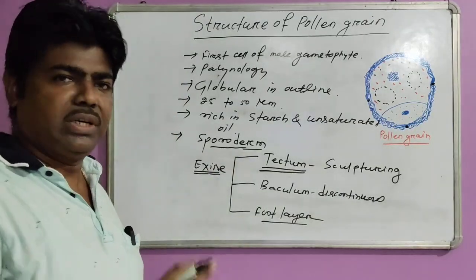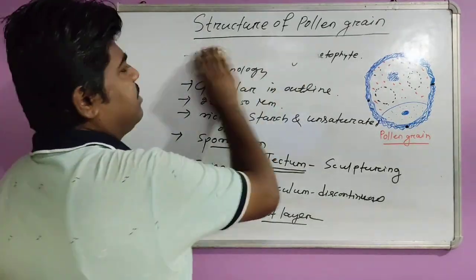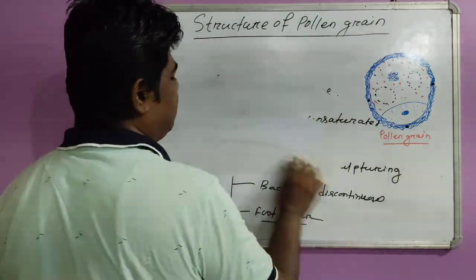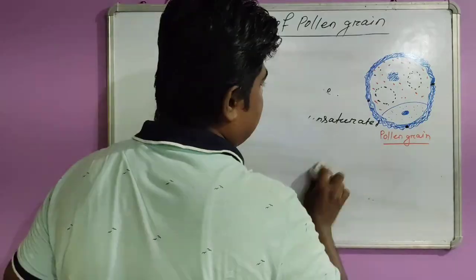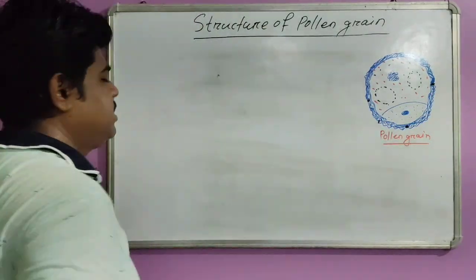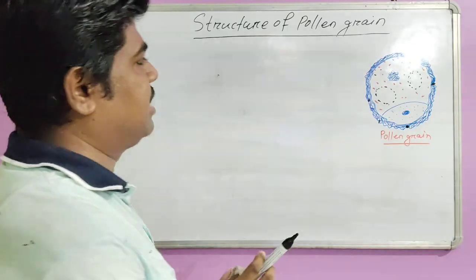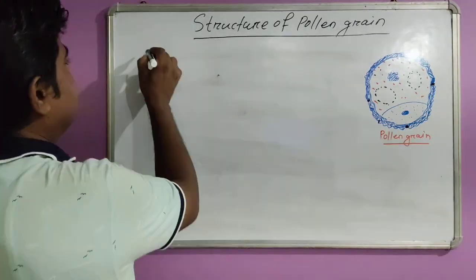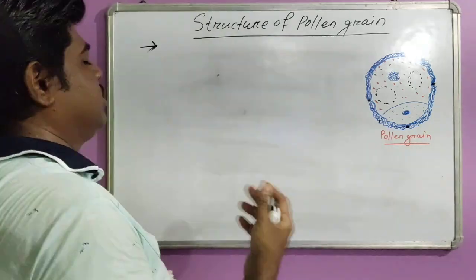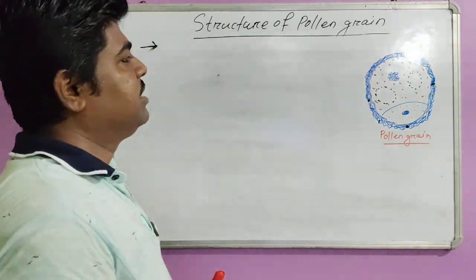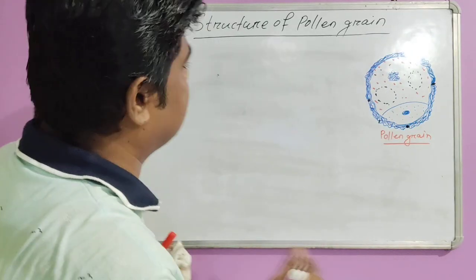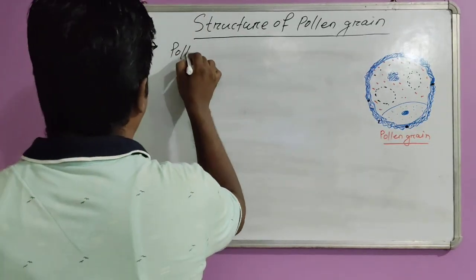In insect pollinated pollen grains, the exine is covered by a yellowish, viscous, oily, sticky substance known as pollen kit. So in entomophilous pollen grains, or the pollen grains that are carried by insects, the exine is covered by a yellowish viscous, oily sticky substance known as pollen kit.